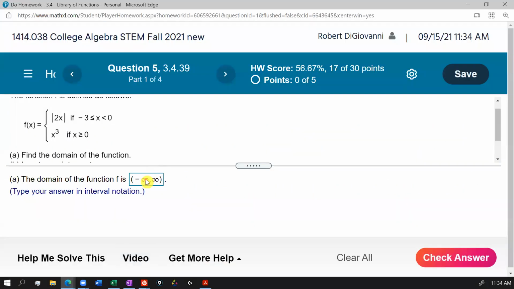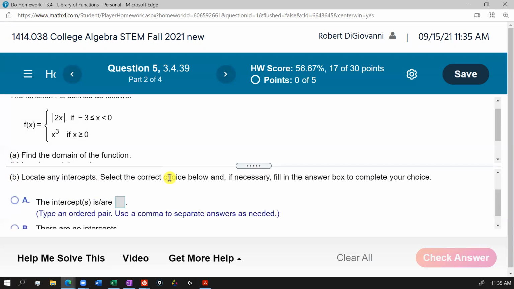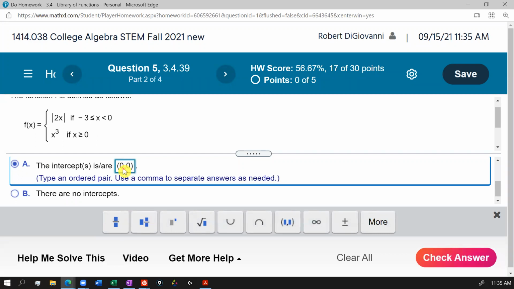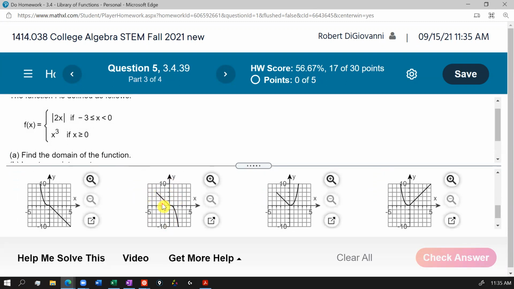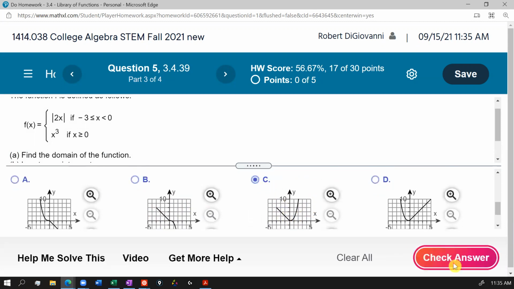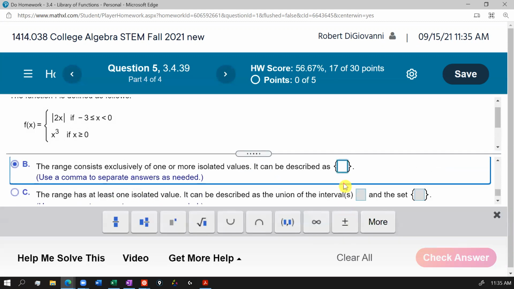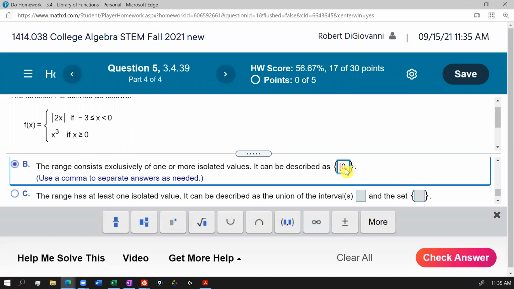All right, so -3. Come on, won't let me edit that or what? -3, and I want a bracket on that. The only intercept is 0, 0. Oh, and the correct graph. So it's like a straight line going up, this one. Range, it was bracket 0. So it went from 0 to infinity.